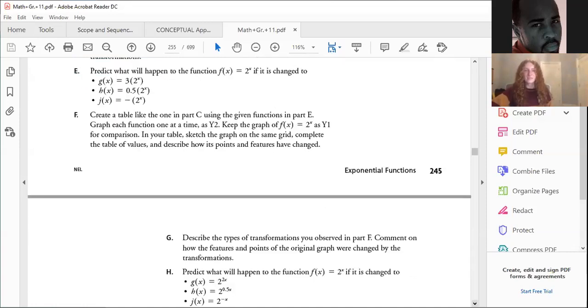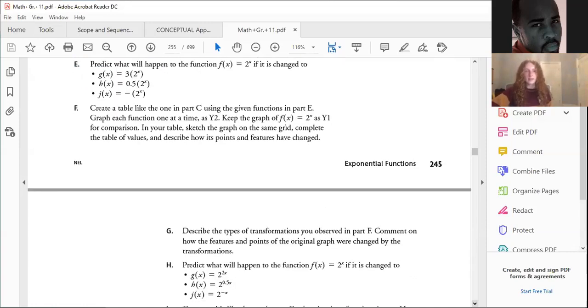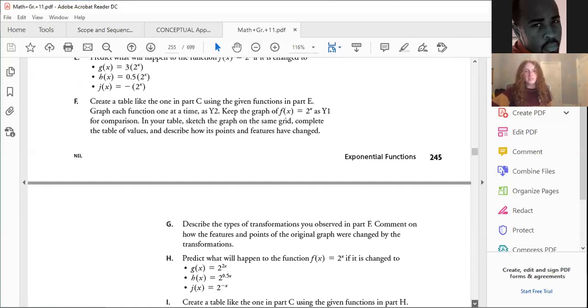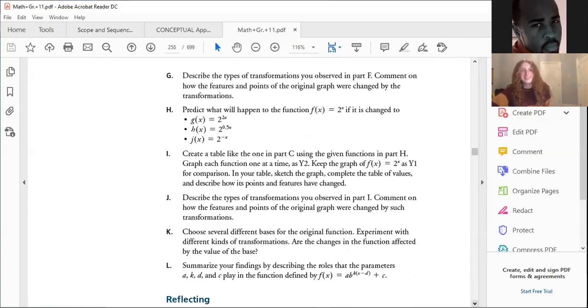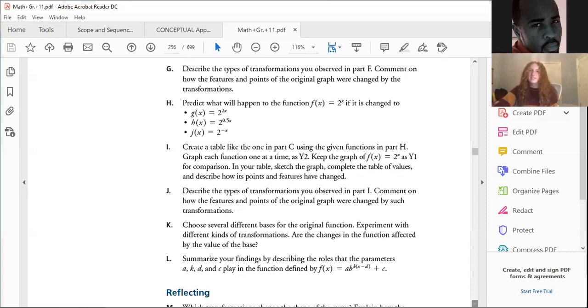Next one. Create a table like what? That nonsense, you're bigger than that. No. Describe a type of transformation you observe in part F. Predict what will happen to the functions if you change that. Okay, go ahead.